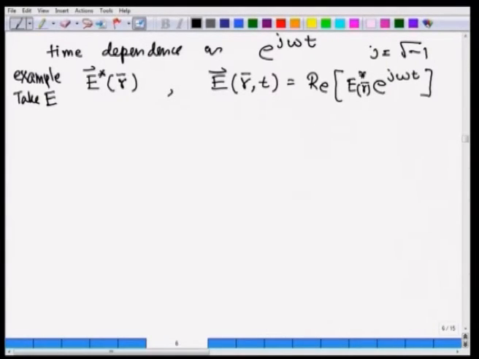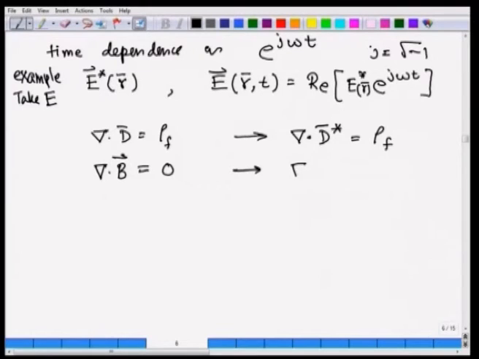This is what the definition of a phasor is. In that case, the first Maxwell equation, which is given as divergence of D equals rho f, translates in phasor notation into divergence of D vector in phasor notation, where I am drawing this asterisk to indicate phasor notation, equals rho f. The second Maxwell's equation translates as divergence of B equals 0, and now the interesting ones, the curl of E, which is minus del B del t.